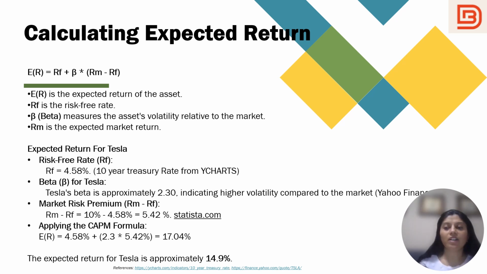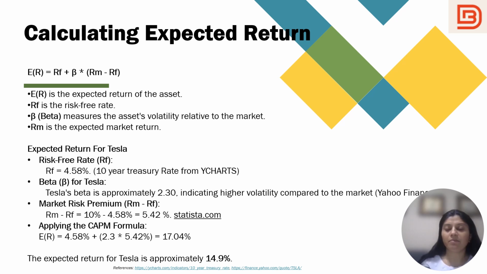So let's calculate the expected return for Tesla using this formula. The average risk-free rate is 4.58%, which is the 10-year treasury rate, which I got from YCharts. Beta for Tesla is 2.30, indicating higher volatility as compared to the market. I got this value from Yahoo Finance.